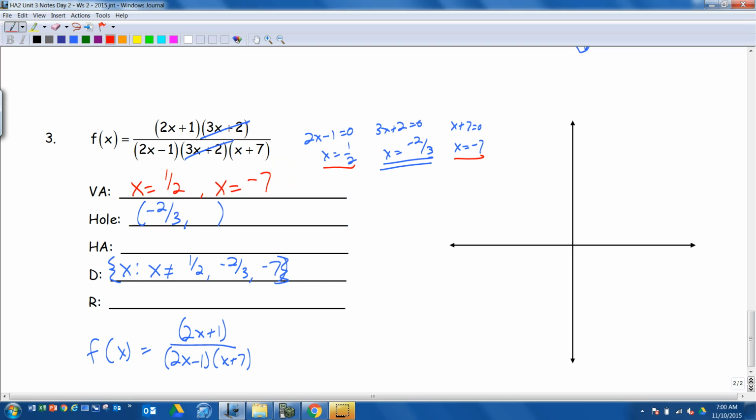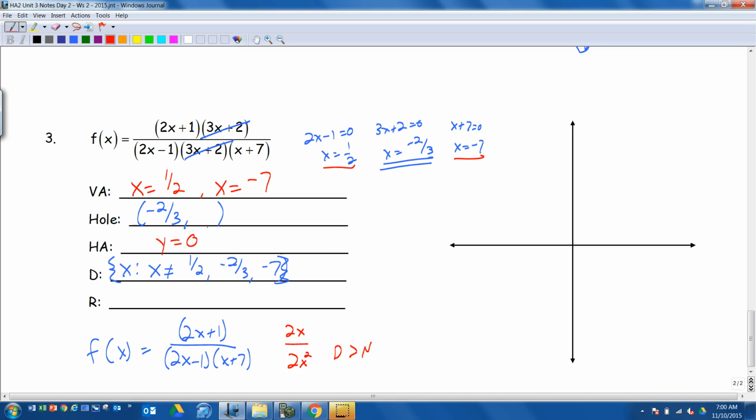Okay, and then let's look at the horizontal asymptote. If you FOIL this out, you get a 2x squared on the bottom and a 2x on the top. Hopefully you guys see that the denominator is greater than the numerator. So if it's bigger on the bottom, that's the y equals 0 again.